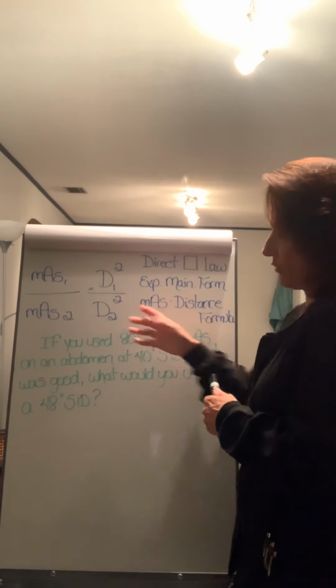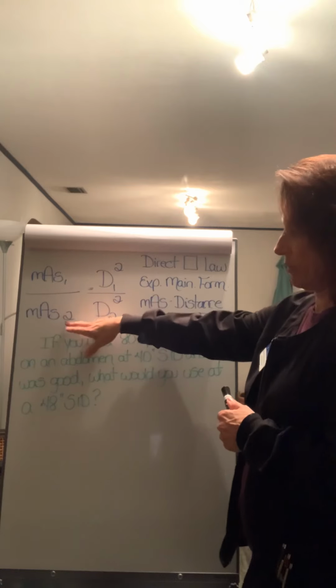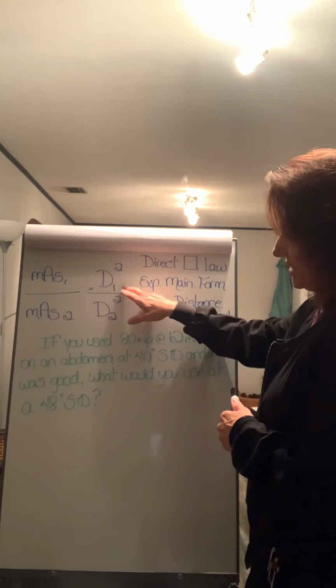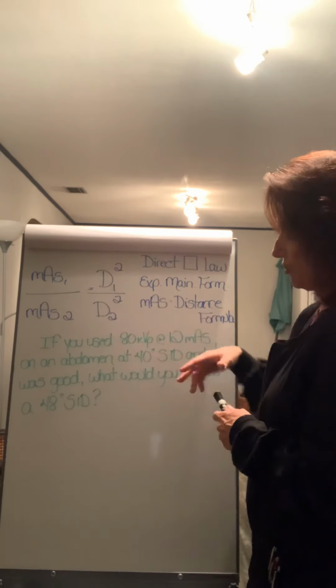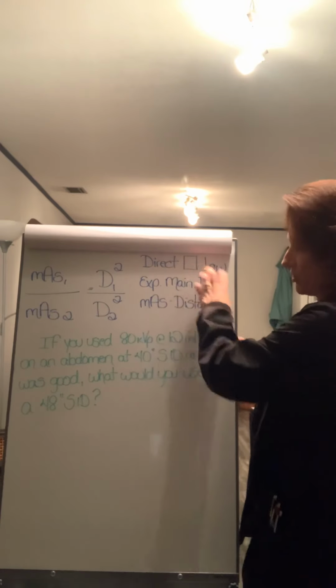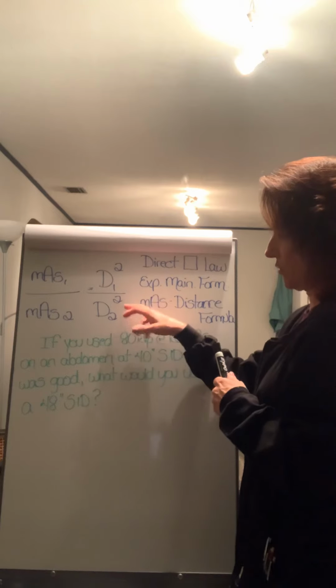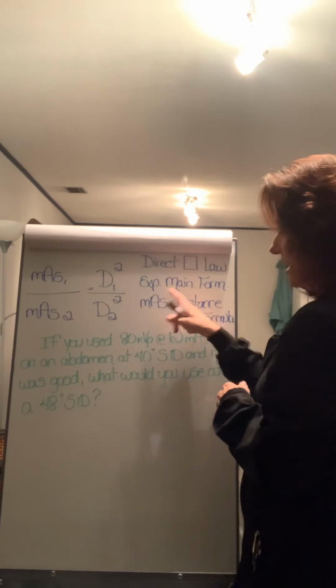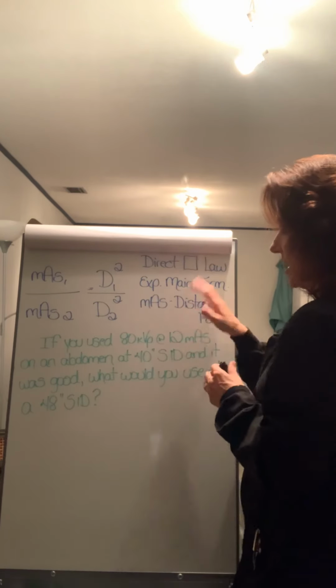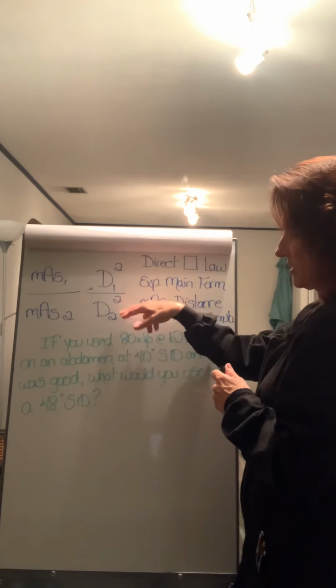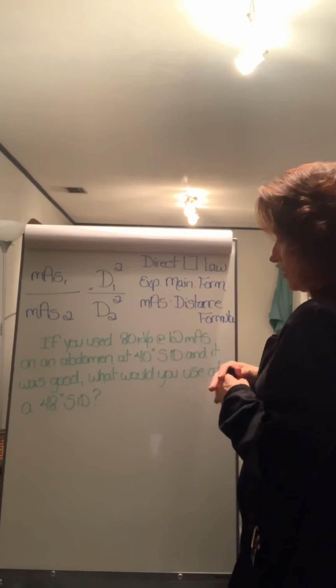So the formula looks like mass 1 over mass 2 is equivalent to d1 squared over d2 squared. Notice it's a direct square law, whereas the inverse square law is d2 over d1. This is direct. The exposure maintenance formula, how to maintain the exposure with distance changes, is another way you can describe it, or a mass distance formula.